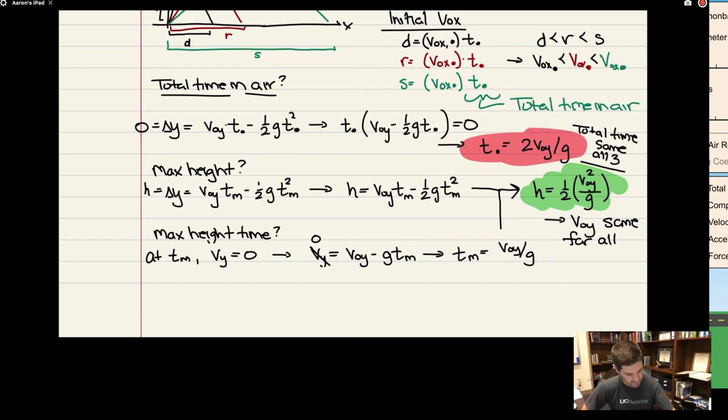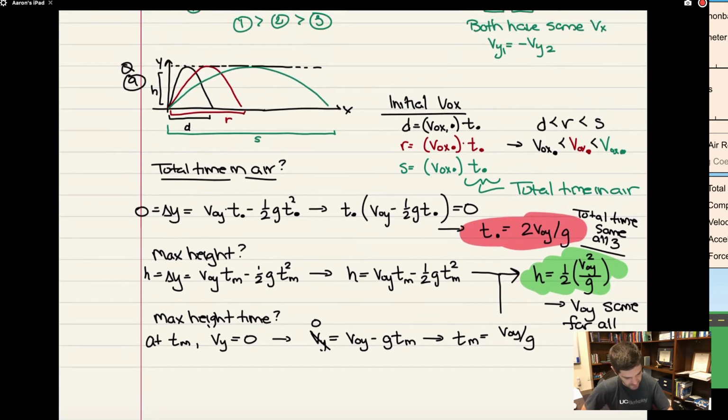So the initial horizontal velocities are not the same for all three cases. There is an inequality. The green one is indeed launched with a larger horizontal velocity compared to the red one, compared to the black one. And so as a result, since their horizontal velocities are different, but their vertical velocities are the same, and speed is just the magnitude, the speeds also have a similar inequality. So the speed of the green curve is larger than the speed of the red curve. It's larger than the speed of the black curve. They're the initial speeds, that is.